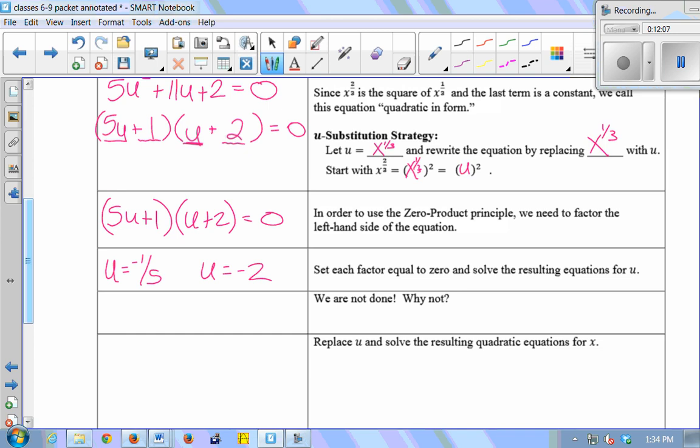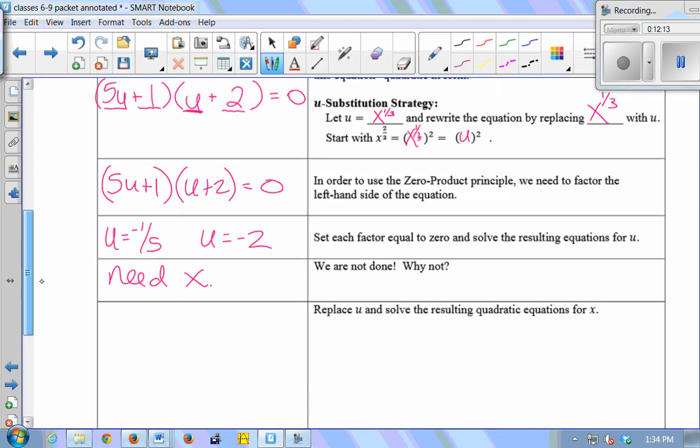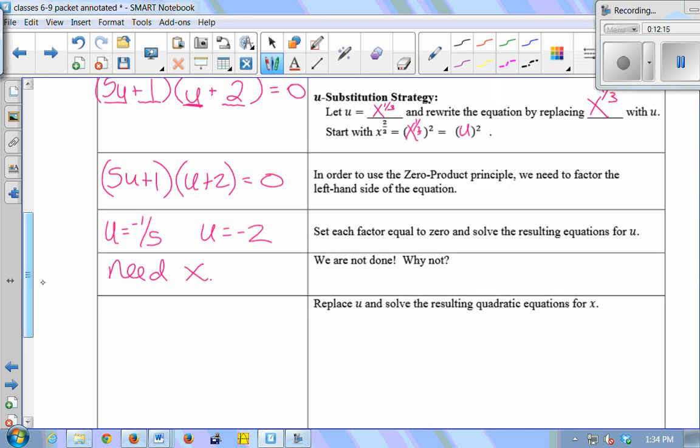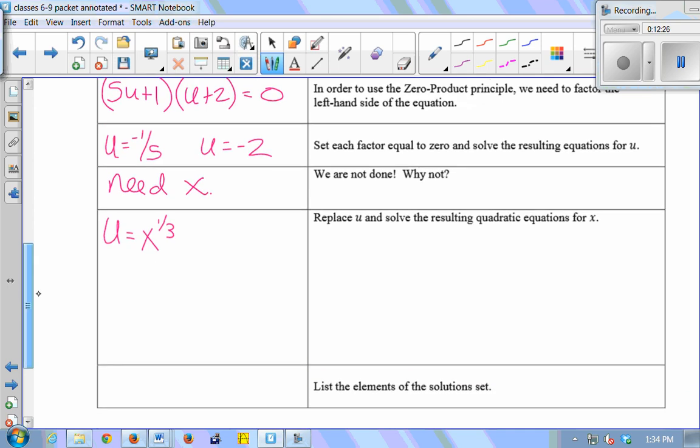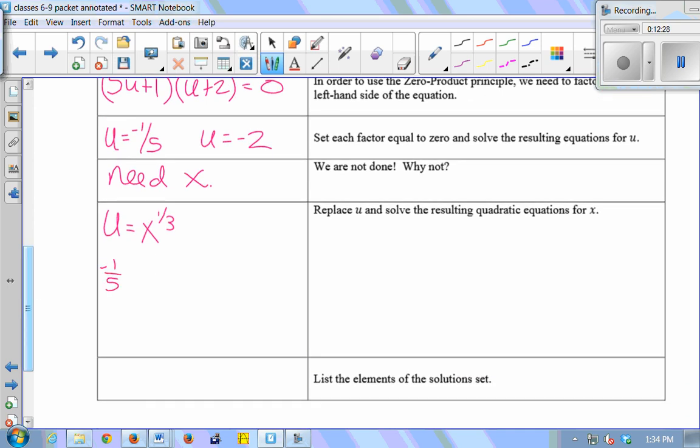But we're not done, because we're trying to solve for x, right? We still need x. So I go back to my equation that relates u and x. U equals x to the 1/3. And I replace the u with each of the values that I got before. So I have -1/5 equals x to the 1/3, and -2 equals x to the 1/3.